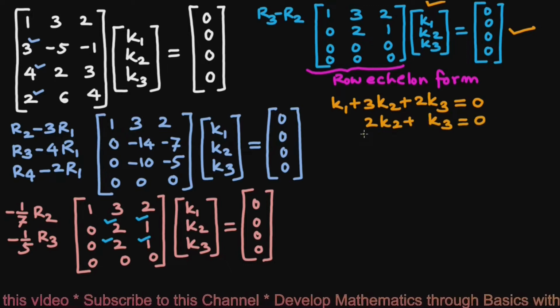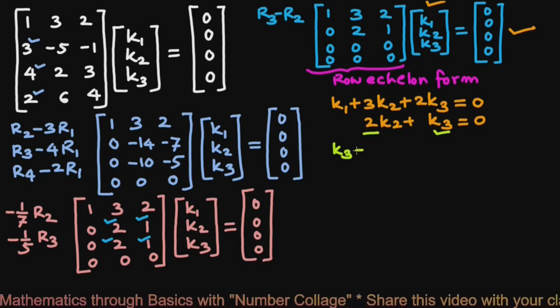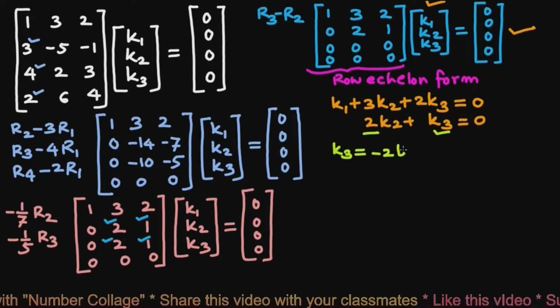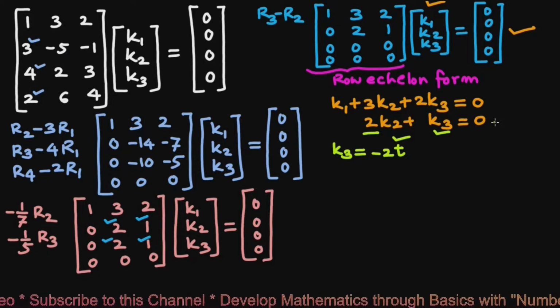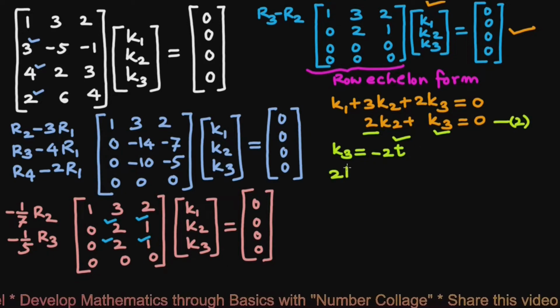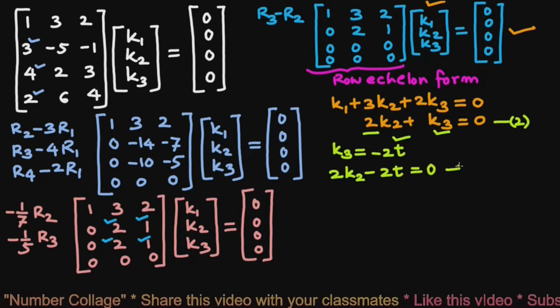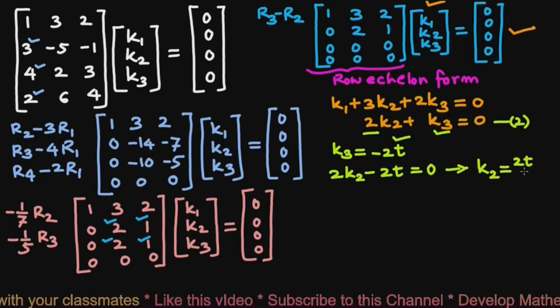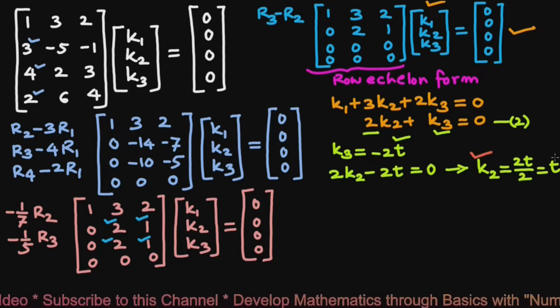Because there is 2 here, we will assume this k3 equals minus 2t, where t is a parameter. That gives us from this second equation 2k2 minus 2t equals 0. That gives k2 equals 2t by 2, that is t. So here we got k2 equals t.